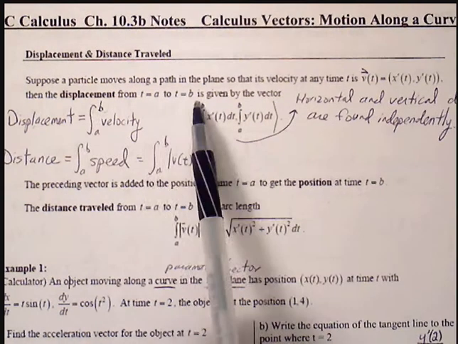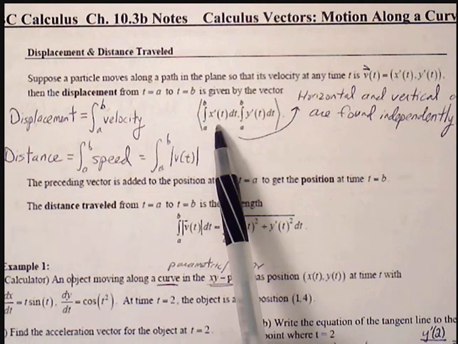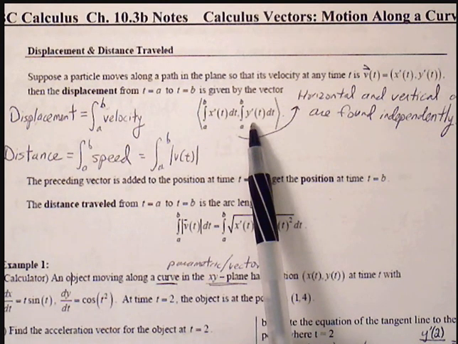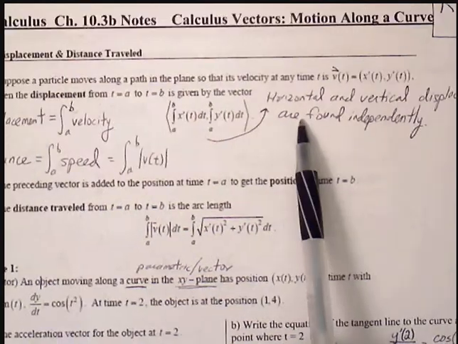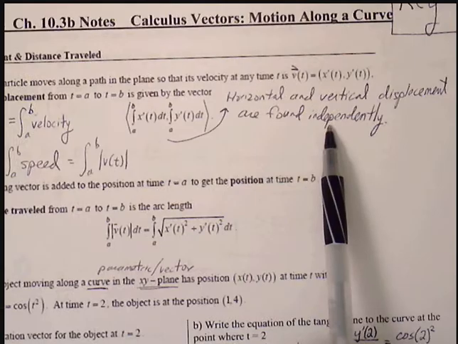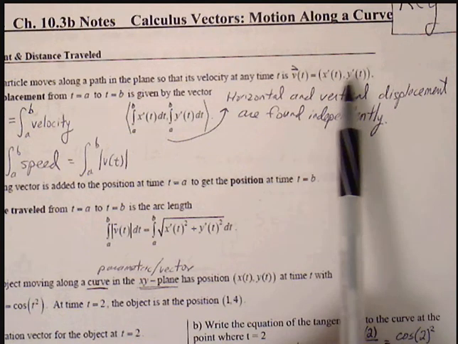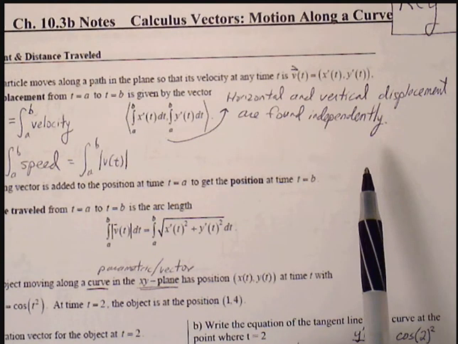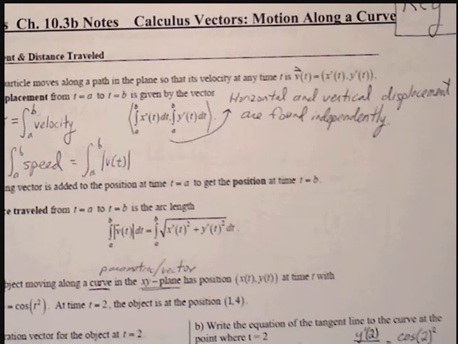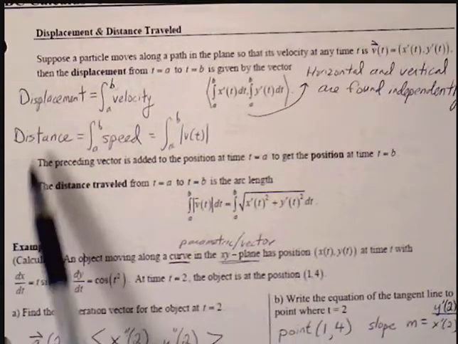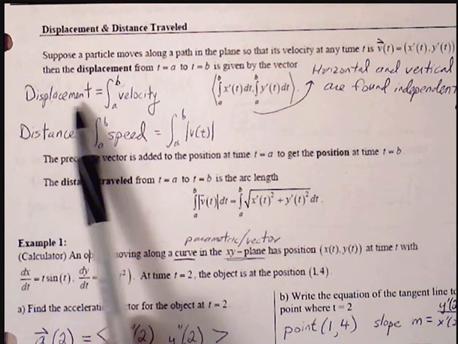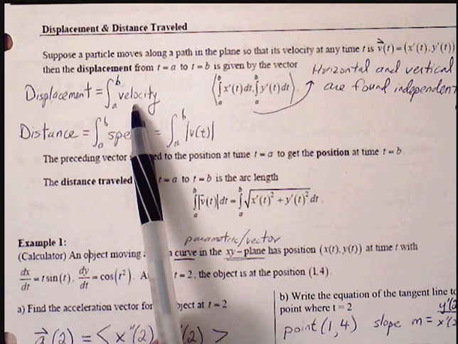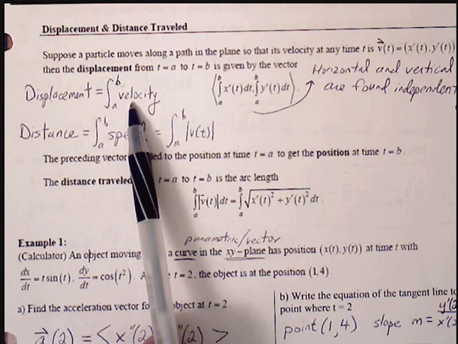Then the displacement will be given by the vector: the integral of x prime of t, and then separately the integral of y prime of t dt. So the horizontal and vertical displacement are found independently, just like the horizontal and vertical components of the velocity are also found independently. As a reminder, displacement is the net change in position, and we can think of that as the definite integral of velocity, where we keep track of the positive and negative values and they cancel out.